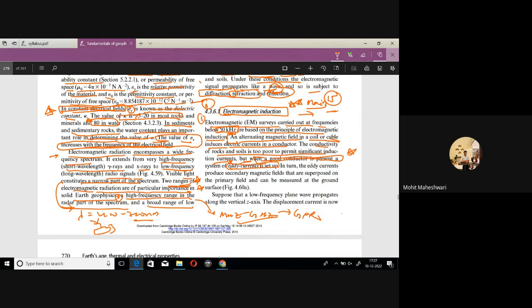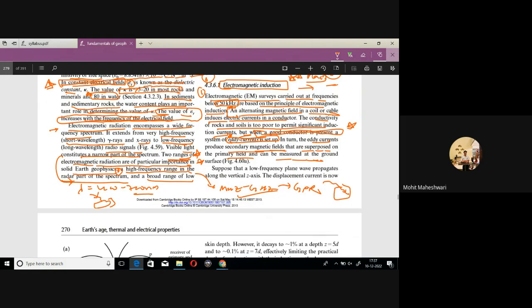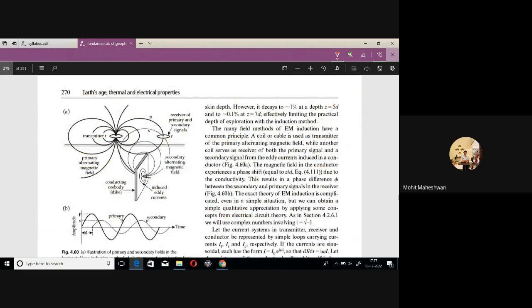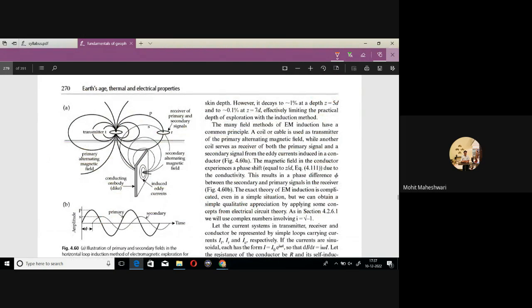So if there is a conductor and you are supplying an alternating magnetic field, the alternating magnetic field will induce an electric current, and this electric current passes through the conductor. When it passes through the conductor, it sets up eddy currents. These eddy currents produce a secondary magnetic field that is superposed on the primary field and can be measured at the ground surface. The diagram is given there. You can easily understand this by using this diagram.